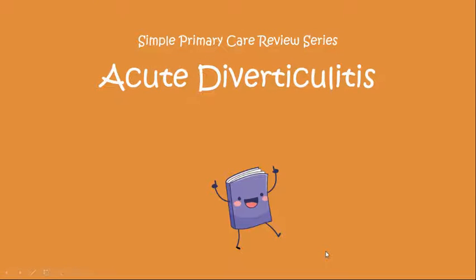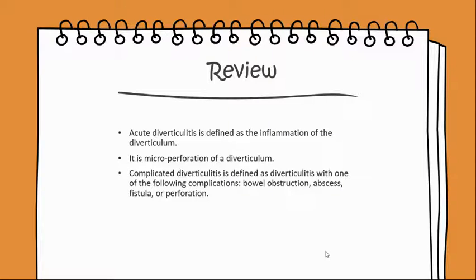So today we'll begin a simple primary care review on acute diverticulitis. Acute diverticulitis is defined as the inflammation of the diverticulum. It is microperforation of a diverticulum. Complicated diverticulitis is defined as diverticulitis with one of the following complications: bowel obstruction, abscess, fistula, or perforation.